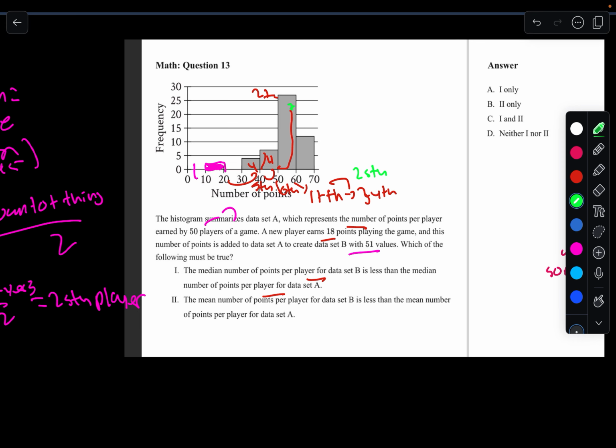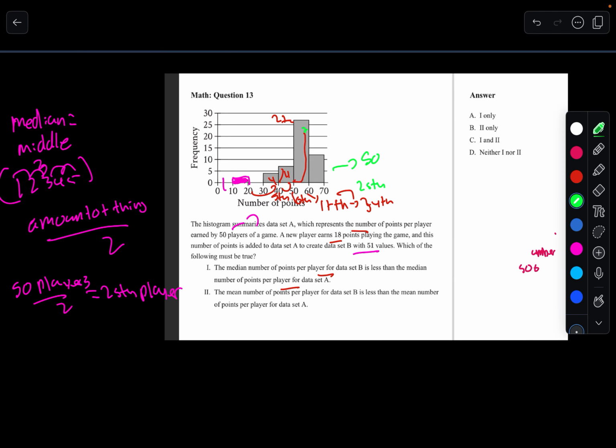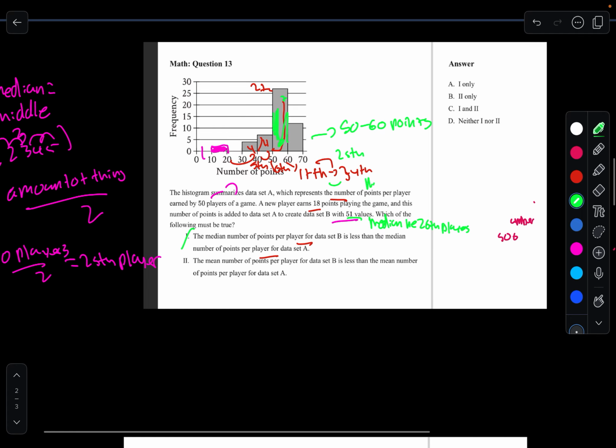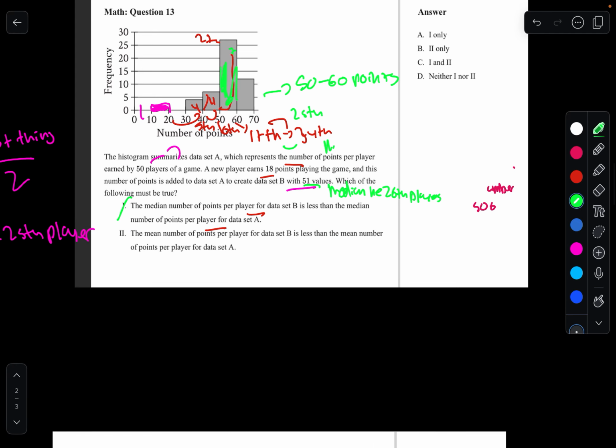But the thing is, we can't find that 25th player since this is a range from 50 to 60 points. We can't find the exact number of points because it's just a range. We don't know the exact point. So this one's incorrect, because in the same way, if we try to find the median of data set B, we would still be stuck inside of here. If we tried it again, the median would be like the 26th player, and yeah, it's just not there. So that's not possible to find.